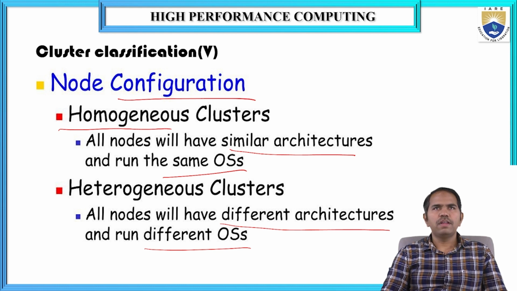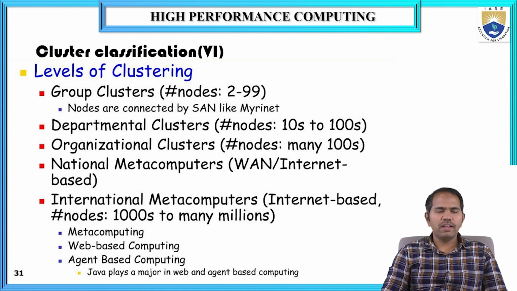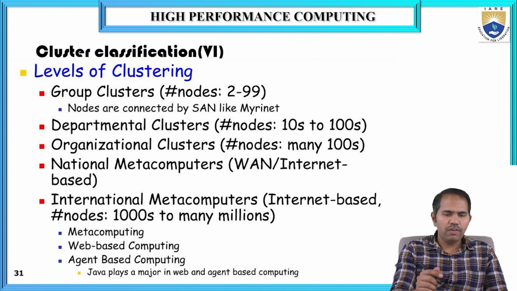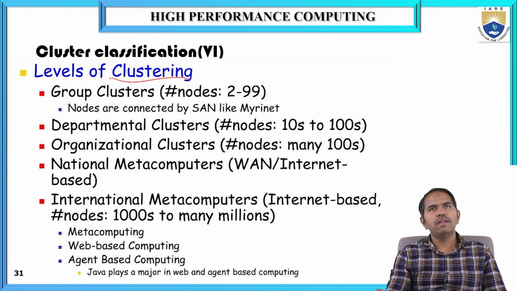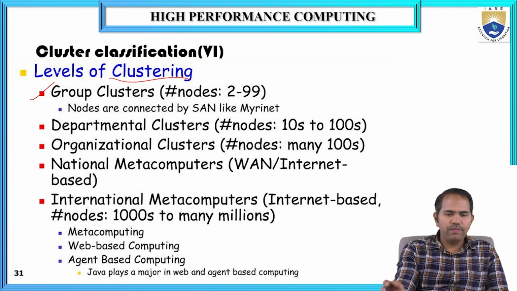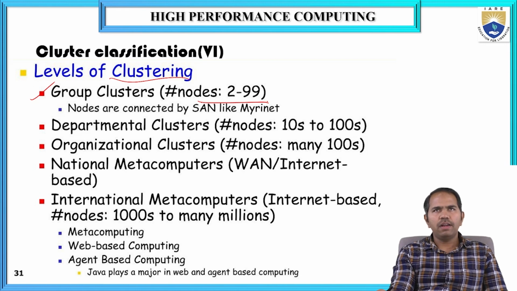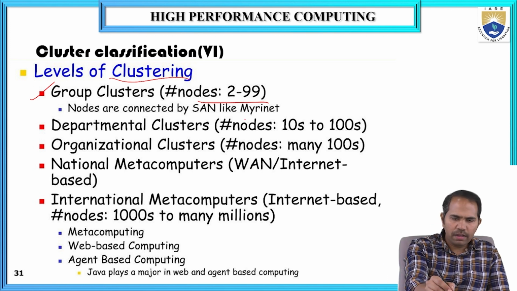So this is cluster classifications. The outline of this slide is levels of clustering. What are the levels we see here? First one is group clusters. Group clusters have 2 to 99 nodes. Nodes are connected by a SAN like Myrinet.